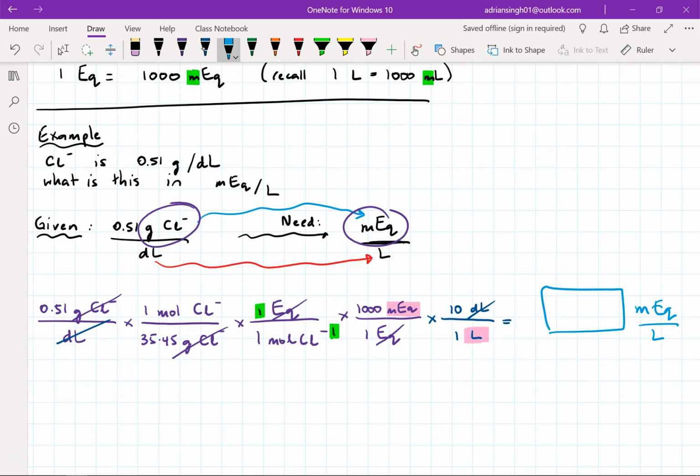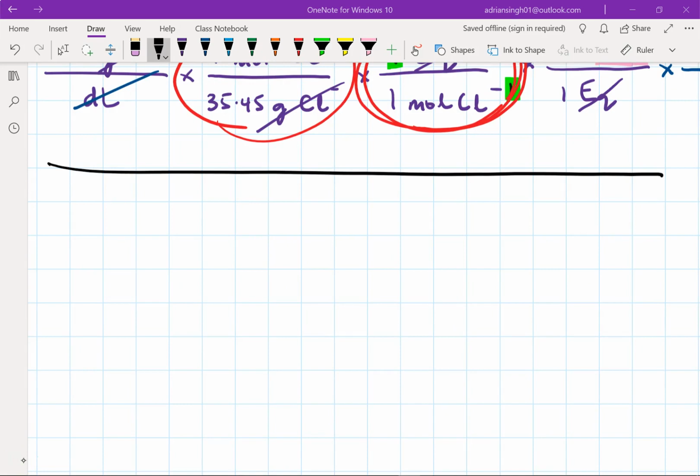So we're using a couple of relationships we've used before. We want to get to moles, so we use the molar mass of Cl. And then the new thing is how that 1 mole of an ion relates to an equivalent of either negative or positive charge. Okay, so let's take a look at another example.